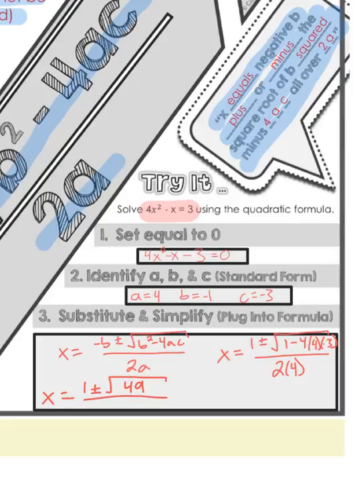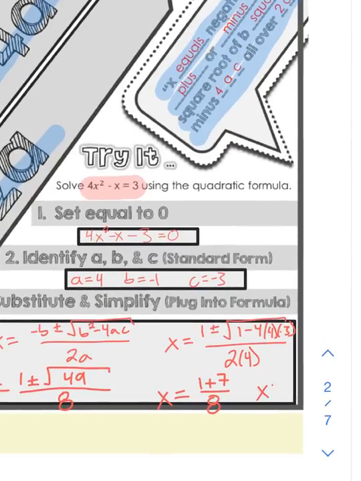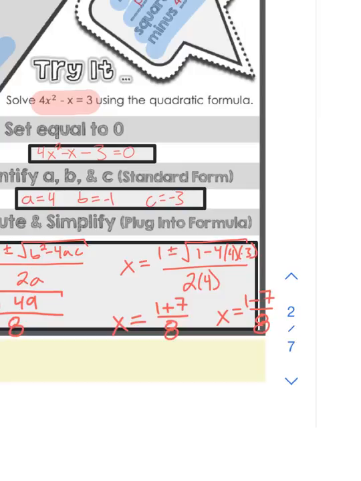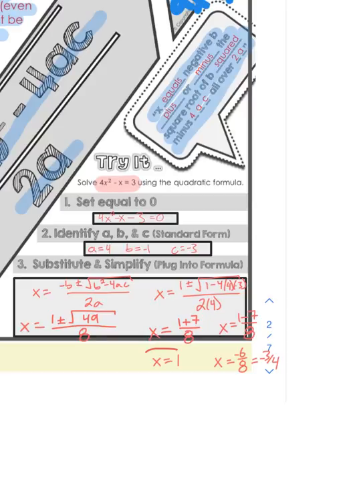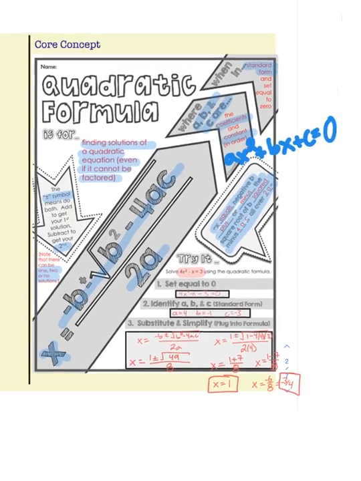Let's actually do one more step. 2 times 4 is 8 on the bottom. So now our two equations are x equals 1 plus 7 over 8, and x equals 1 minus 7 over 8. So our first equation, 1 plus 7 is 8 divided by 8. Well, x would be 1. And the second one, 1 minus 7, is negative 6 over 8, which is going to be negative 3/4. Alright, so my two solutions are x equals 1 and x equals negative 3/4.